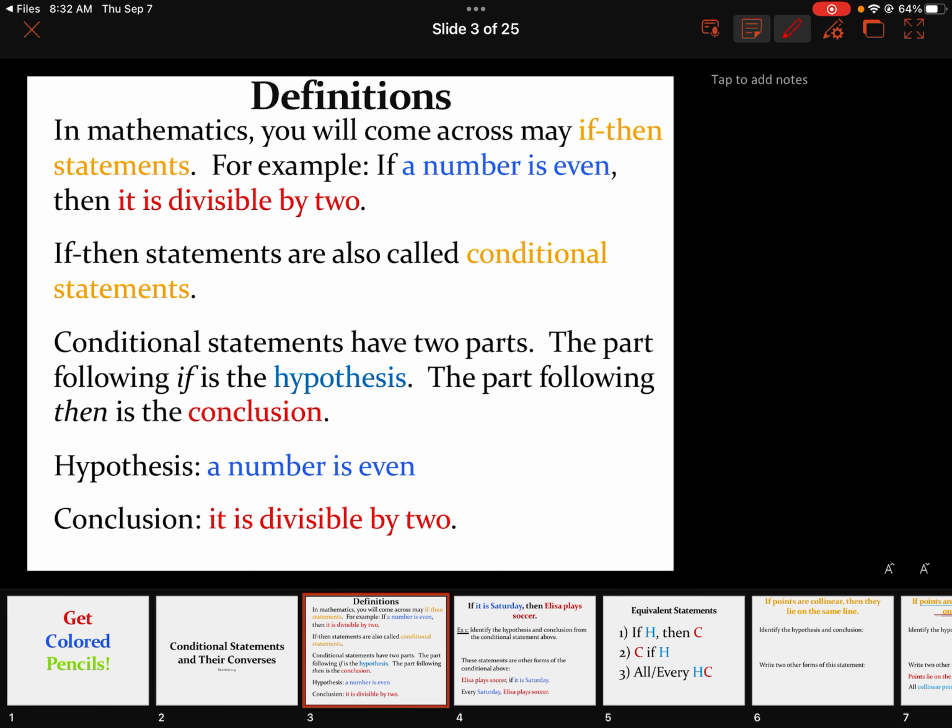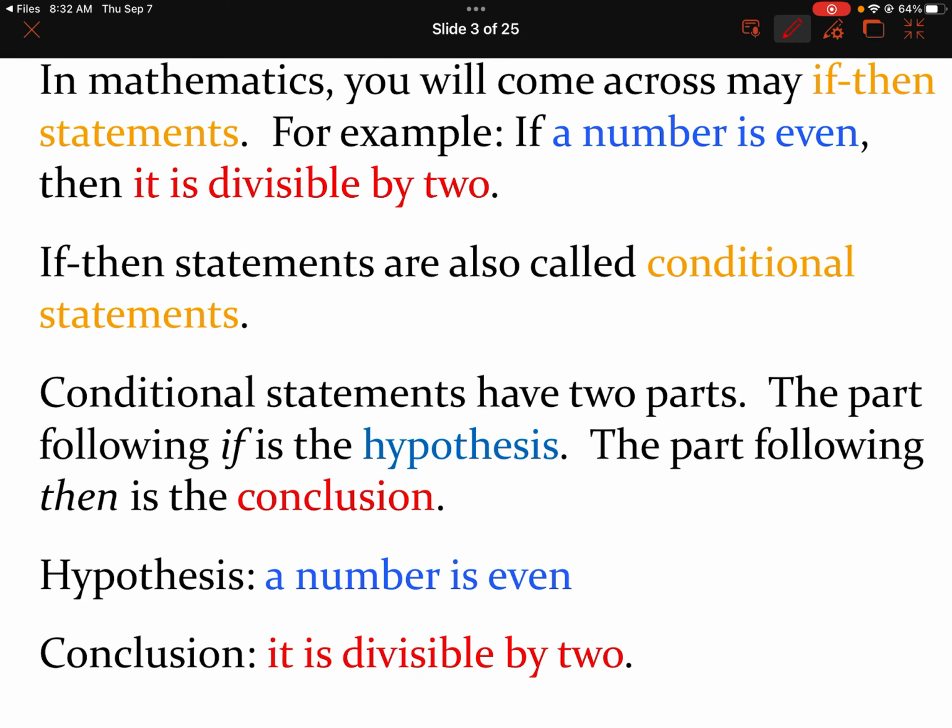In mathematics, you're going to come across many if-then statements. For example, here's an if-then statement. If a number is even, then it is divisible by 2. That's called an if-then statement because both the word if and then are in the statement. You can also call if-then statements conditional statements.